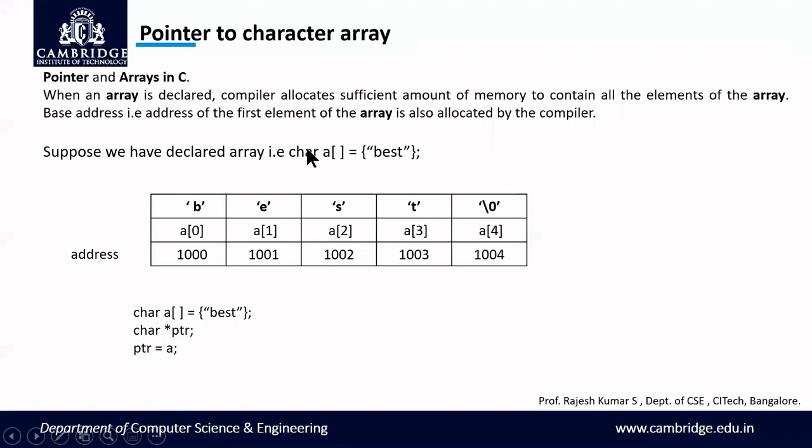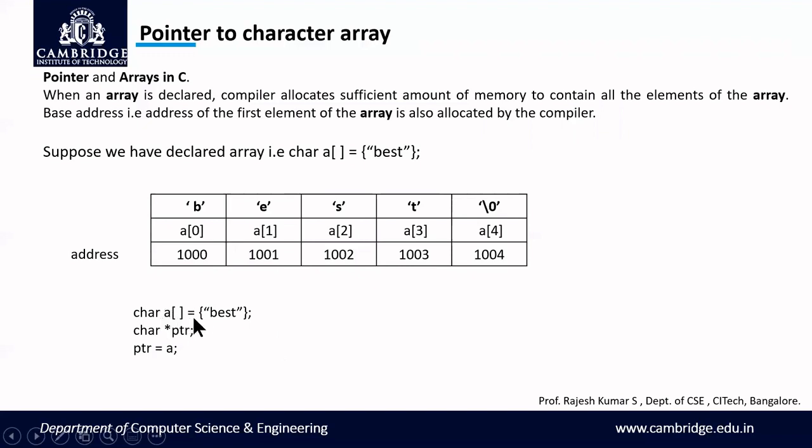So for the address assigned for the characters, assume that the starting address is 1000. Since it's a character, how many bytes will it occupy? It will occupy only 1 byte. So the first address is 1000. The next address will be incremented by 1 byte: 1001, 1002, 1003, 1004. Now this is the start. This is just a statement to show you how the pointer is assigned with the address.